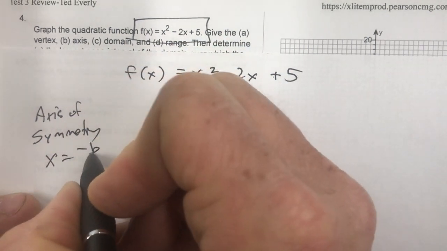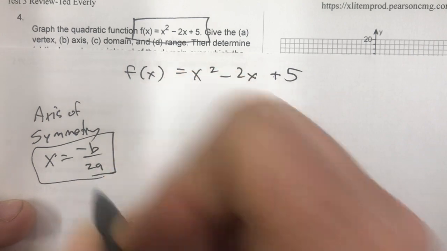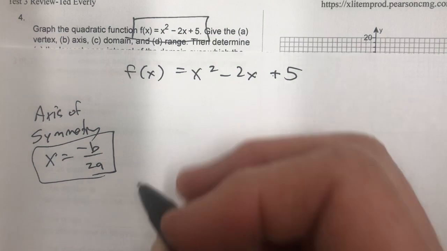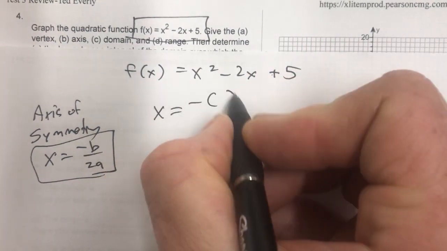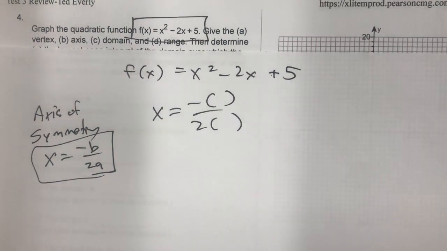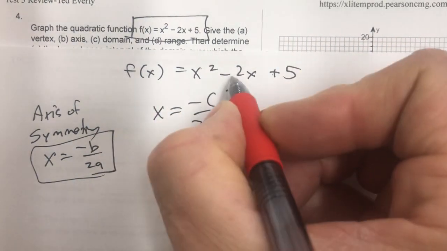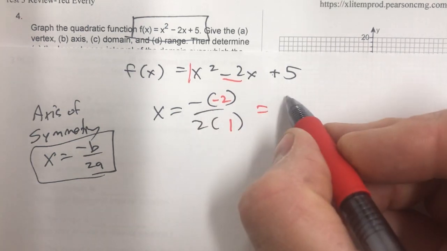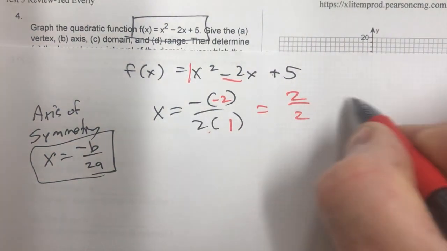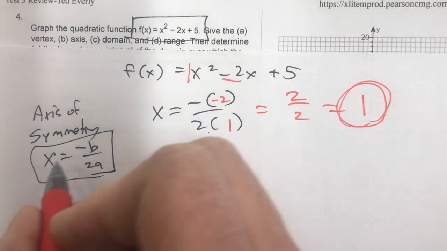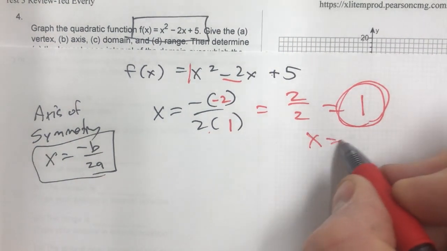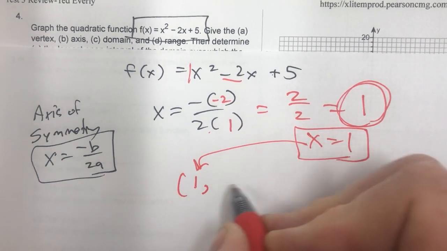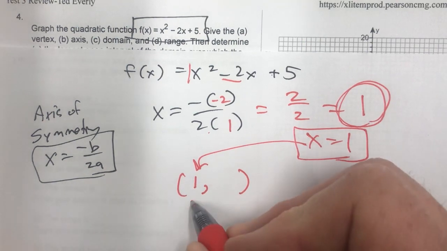X equals -b over 2a. This is the axis of symmetry, and that's what we have to do here. All right, so x equals -b over 2a. Here's my b right there, -2, and there's my a right there, 1. So two negatives make a positive 2, and then down here, 2 times 1 is 2. And that simplifies to 1. This is the axis of symmetry right there, x equals 1, which means my vertex, the x is 1.